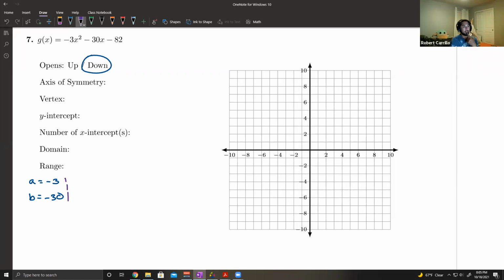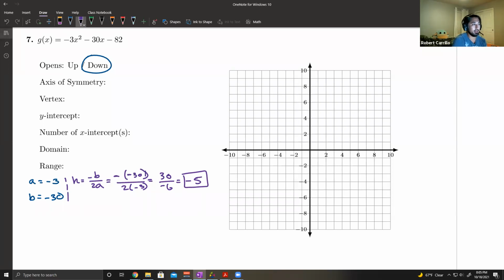Let's find H. H is negative B over 2A. And that's going to give me negative negative 30 over 2 times negative 3. That gives me positive 30 over negative 6, which gives me negative 5. There's the H value.